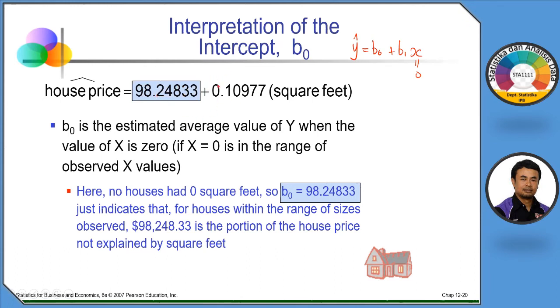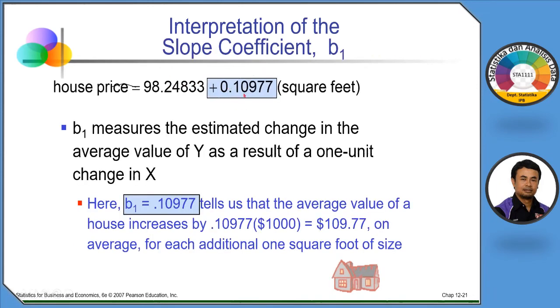So maybe the more useful interpretation will be based on the B1. We will see the next one. The B1 value has a plus sign. It means the correlation between the house size and the house price is positive. If you have a wider house, the price is more expensive, because the relationship is positive. So first is the positive sign, and the second is how to interpret this coefficient.